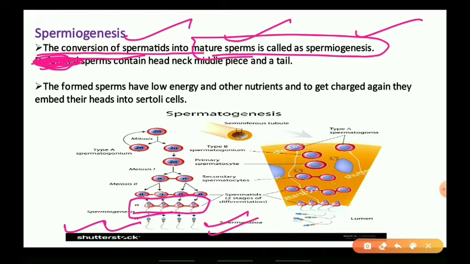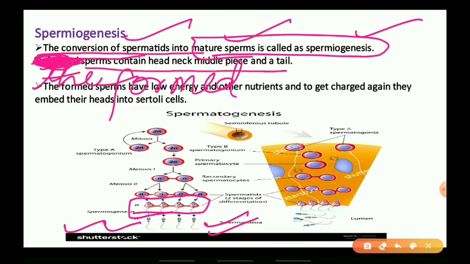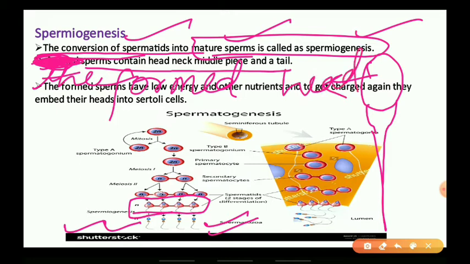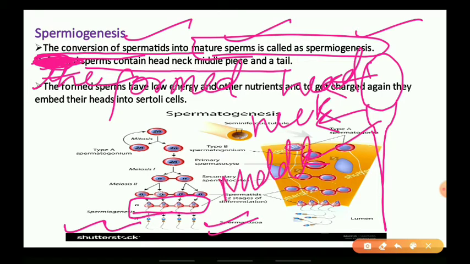Now, here by mistake it has been written deformed. Here it will be formed. The formed sperms contain a head, neck, middle piece and a tail. So, suppose there is a sperm cell. It will have a head. This is the head. It will have a neck. It will have a middle piece. This is the middle piece. And a tail. This is a tail. Hope you people are getting it.